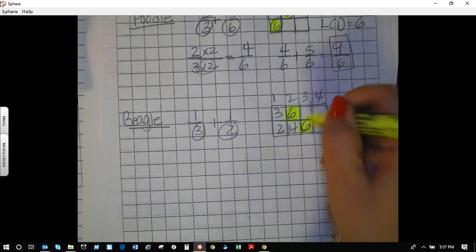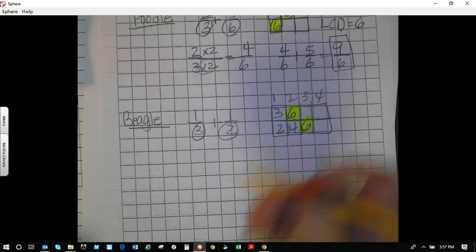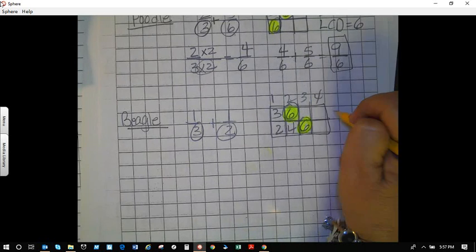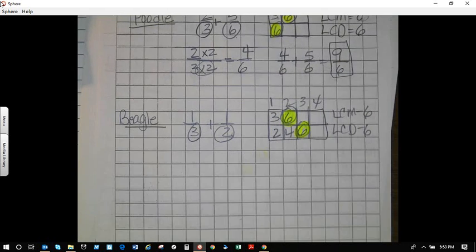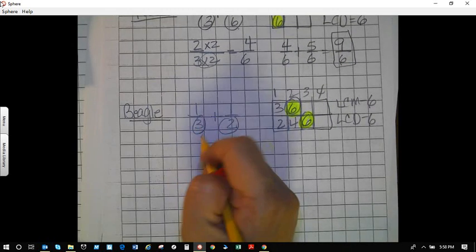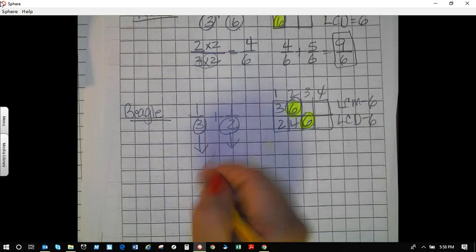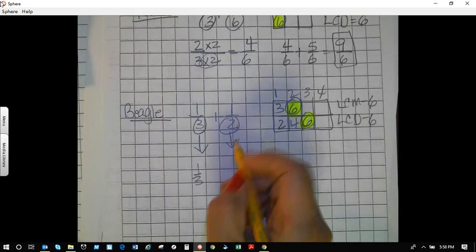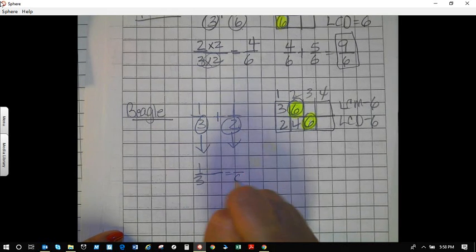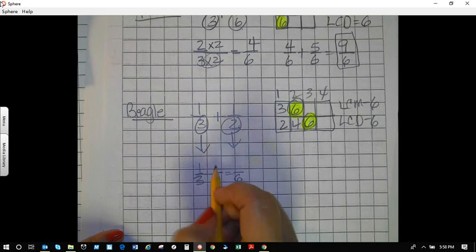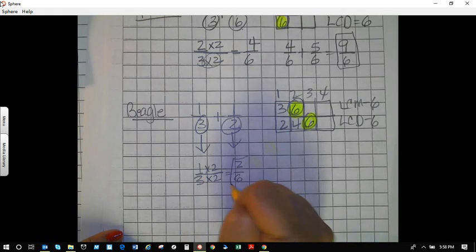So 6 is my least common multiple. And my lowest common denominator is 6. So now I need to change both of these denominators to 6. So here I have 1/3. Extend my fraction bar, equals, and I need to have a 6. I get from 3 to 6 by multiplying it by 2. I do the same thing to the top. So now it's 2/6.